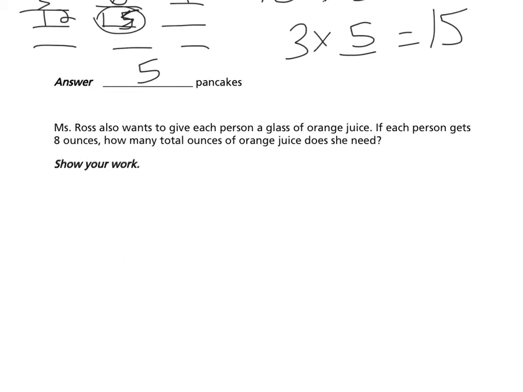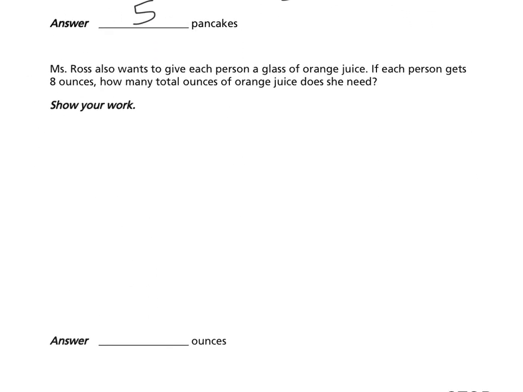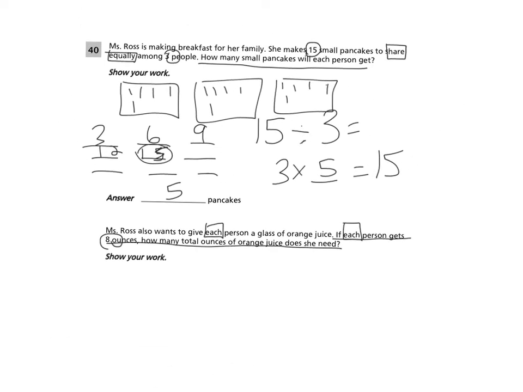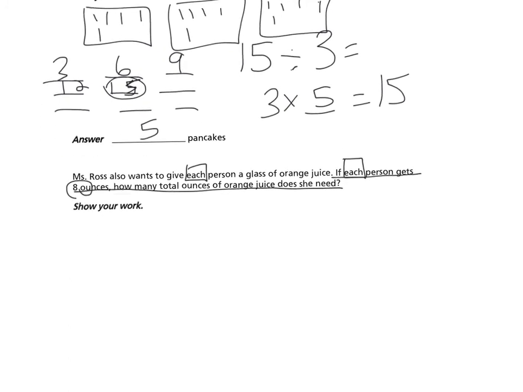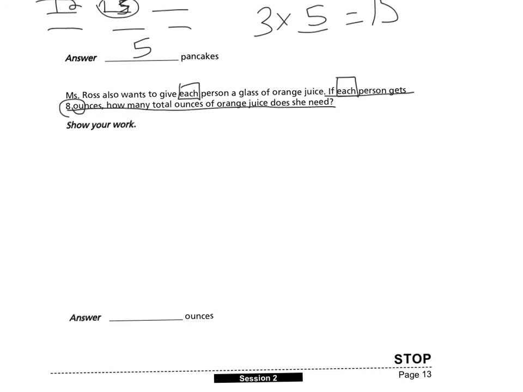So moving on, Miss Ross also wants to give each person a glass of orange juice. If each person gets 8 ounces, how many total ounces of orange juice does she need? So I'm using information from the problem up top because this is a 2-part problem. So looking back up here at the top, I have to find out how many people there were. There were 3 people. So coming down here, we have 3 people.